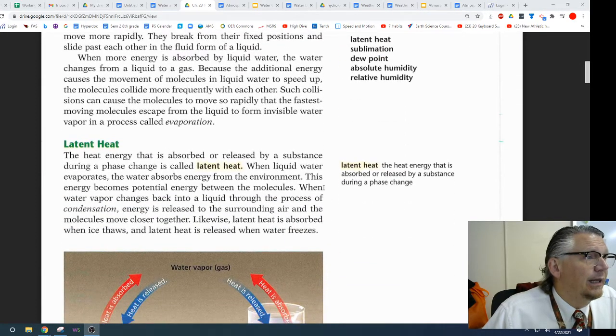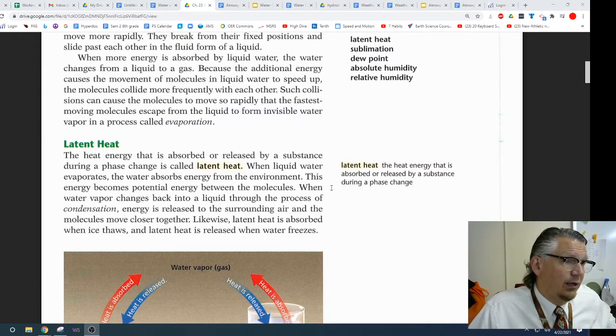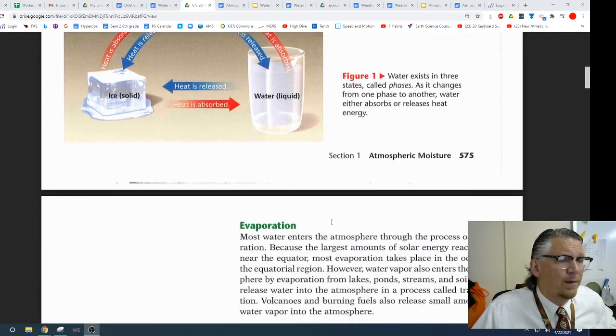Latent heat. The heat energy that is absorbed or released by a substance during a phase change is called latent heat. When liquid water evaporates, the water absorbs energy from the environment. This energy becomes potential energy between the molecules. When water vapor changes back into a liquid through a process of condensation, energy is released to the surrounding air and the molecules move closer together. Likewise, latent heat is absorbed when ice thaws and latent heat is released when water freezes.